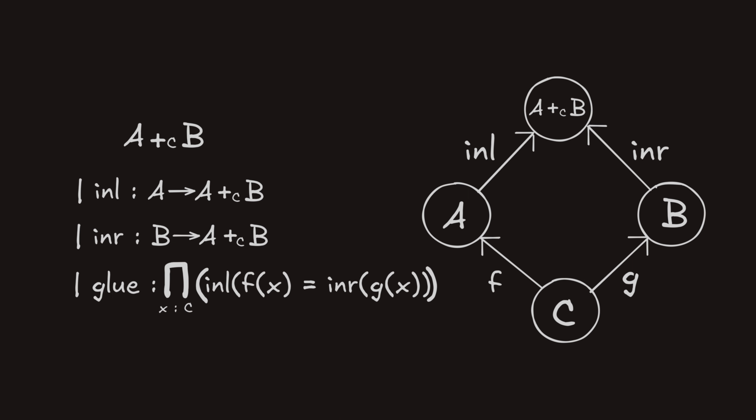If C were the empty type, we wouldn't need to add any paths, and we would simply have the coproduct. If C were the unit type, we would be constructing a path from exactly one point from A to one point from B. In other words, we would be constructing the wedge sum.